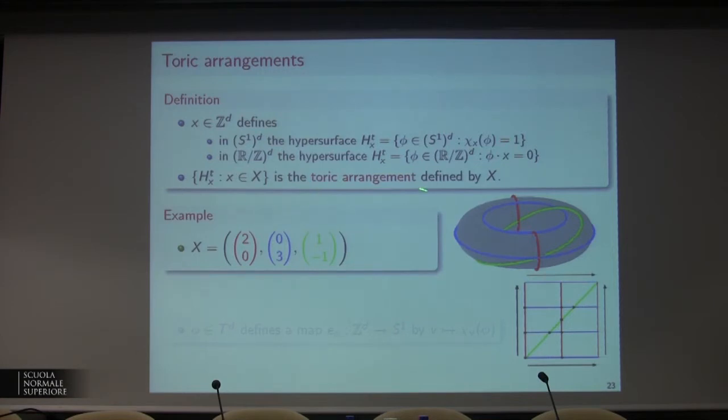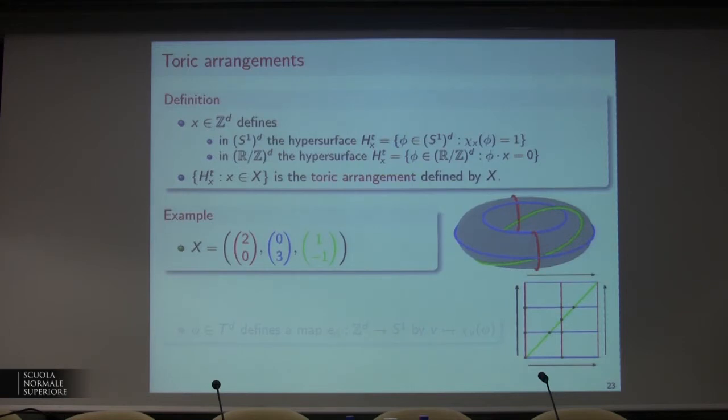The collection of all these hypersurfaces is called the toric arrangement, and I think next week there will be a talk by Emanuela on this topic. We can see that in the hyperplane case there was only one vertex, one zero-dimensional intersection, while the toric arrangement has lots of vertices, and the combinatorics is a bit more complicated.